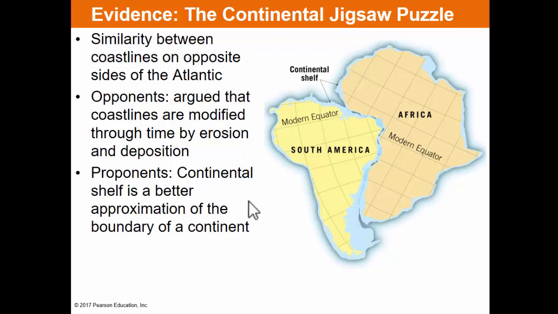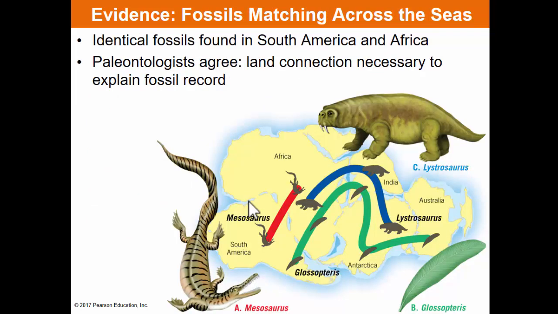Now, the opponents of this hypothesis said that coastlines are modified through time by erosion and by deposition, and the proponents actually agreed. They said it really isn't the exact coastline that fits together, but really the continental shelf. In this illustration, we use the continental shelf, and it shows a really remarkable fit of South America and Africa from 200 million years ago.